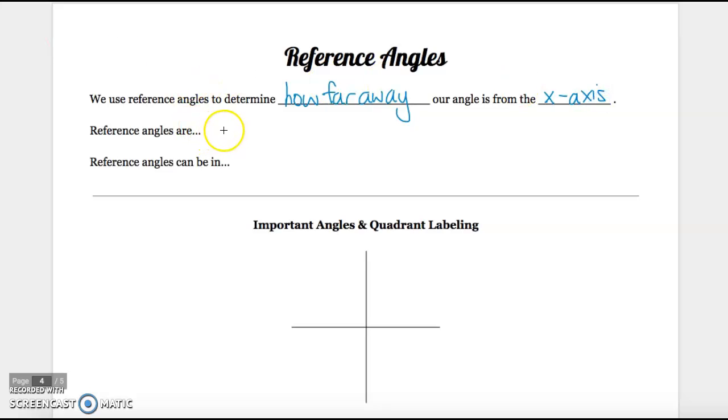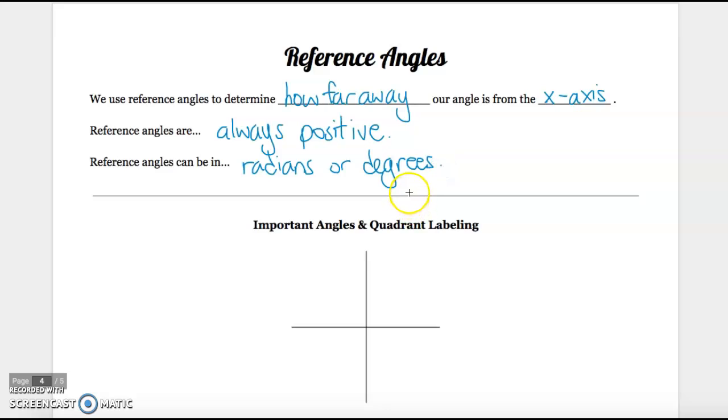Reference angles are always positive because you're talking about distance. So we're saying this angle is 10 degrees away from the x-axis. This angle is 5 degrees away from the x-axis. So they're always positive. And reference angles can be in radians or degrees.